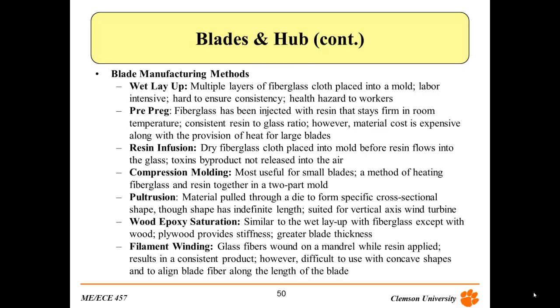Pultrusion. Material pulled through a die to form specific cross-sectional shape, though shape has indefinite length. Suited for vertical axis wind turbine. Wood epoxy saturation. Similar to the wet layup with fiberglass, except with wood. Plywood provides stiffness, greater blade thickness.